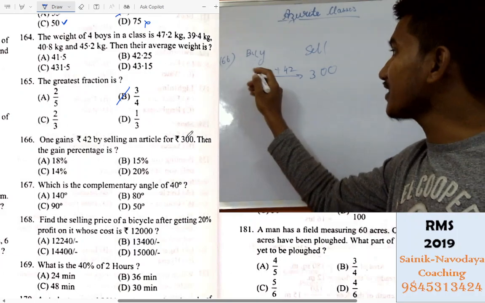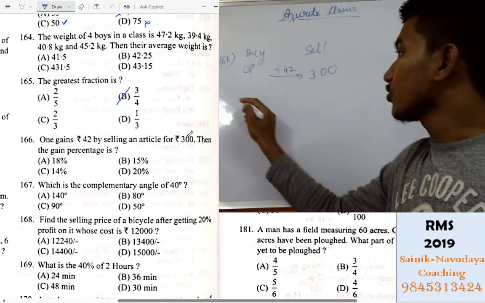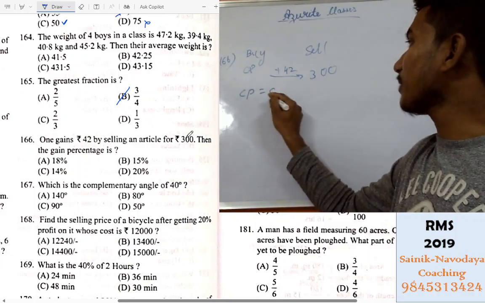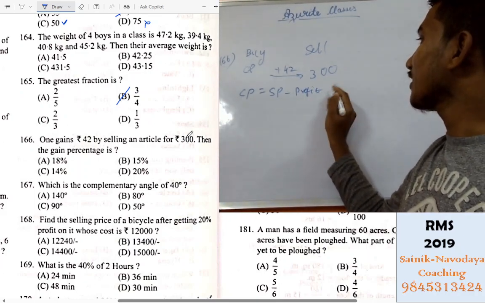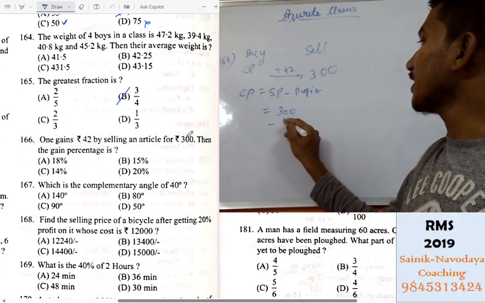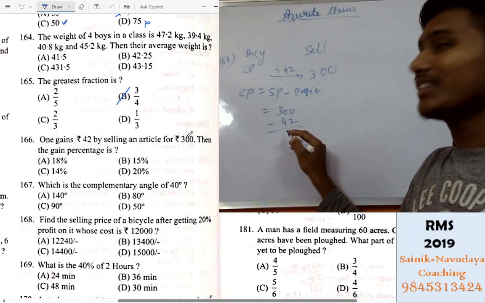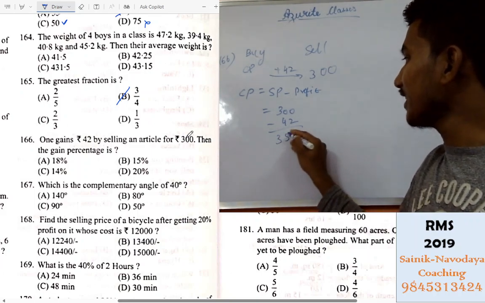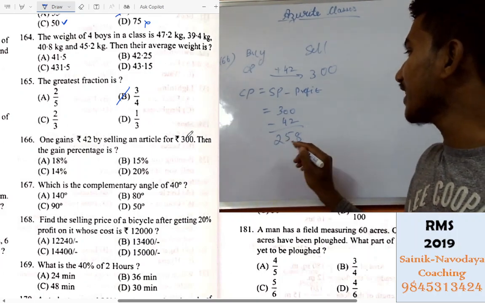So how do we find the cost price here? Yes, we should subtract. So cost price is selling price minus profit. If you do 300 minus 42, the buying cost price will be 258. So 258 is the cost price.